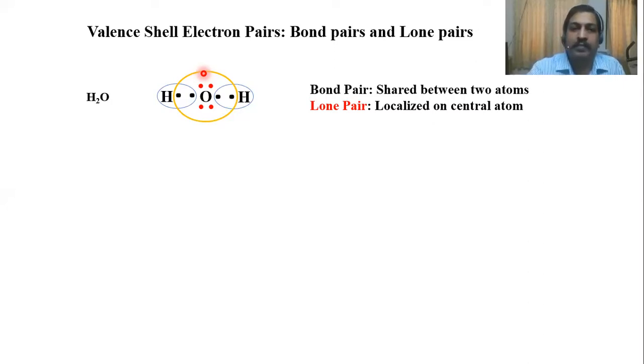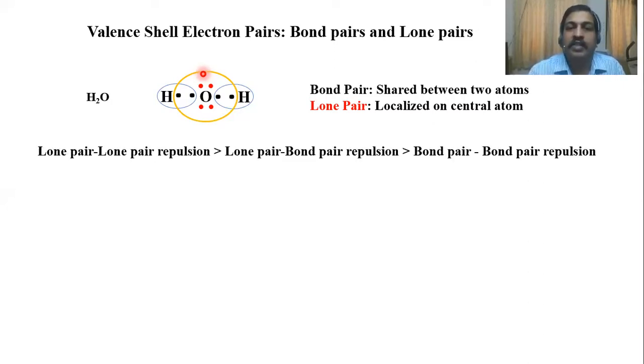So, we have this comparison. Repulsion between two lone electron pairs, that is lone pair repulsion, is greater than lone pair bond pair repulsion, which is greater than bond pair repulsion.